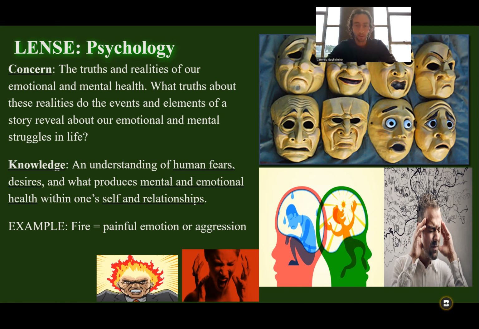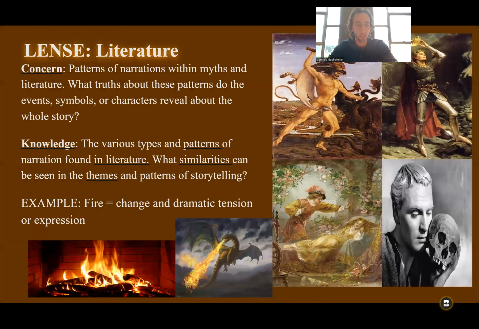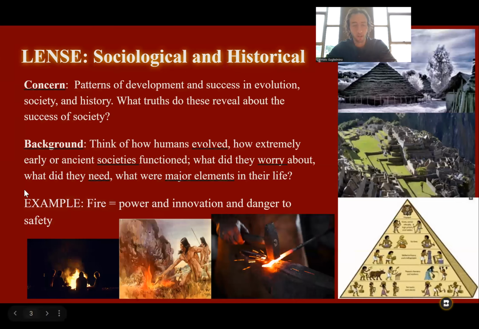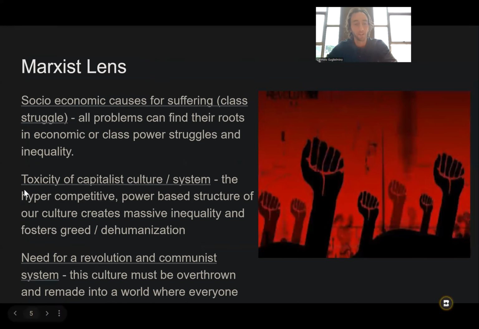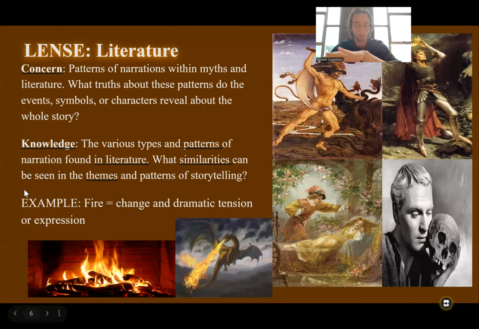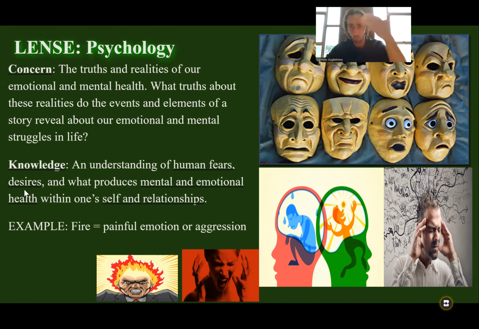Once again, the example: if we use the element of fire, how could we interpret that symbol through a psychological lens? As it says here, it is a symbol of painful emotion or aggression. That is one kind of simplistic way we can interpret it. Okay. So you see the pattern here, by the way, ladies and gents, is that we're using one element or one symbol again, and we are extracting a variety of different meanings from it, depending on what lens we are looking at it through. Okay.